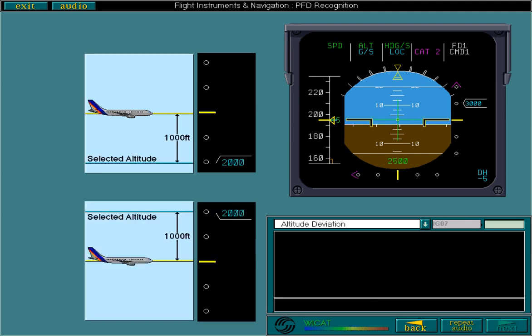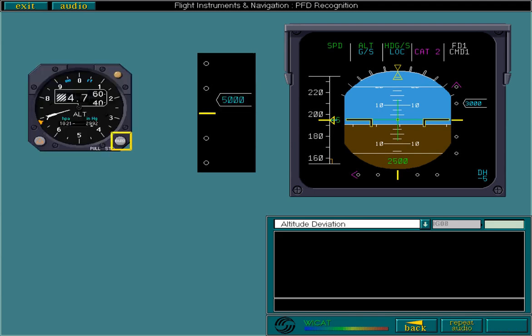These are the indications you will see if the aircraft has deviated by more than 1,000 feet either side of the selected altitude. The baro knob on the altimeter enables you to set the required altimeter setting. When the baro knob is pressed in, the QNH can be seen. The reading on the altitude scale is directly linked with this knob position.